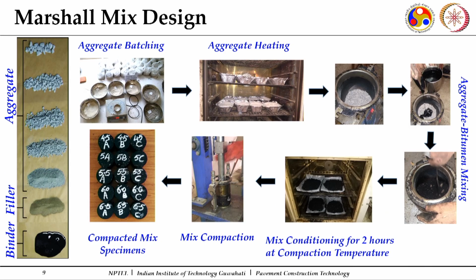This is all shown in pictures in a systematic manner. You have your binder, fine filler, fine aggregates, and coarse aggregates. The batching is to be done, and you combine all those aggregates. Aggregates are heated to the mixing temperature, then poured into the mixing bowl. Binder brought to the mixing temperature is added, at whatever trial binder content you start with, depending upon what mix you are targeting.